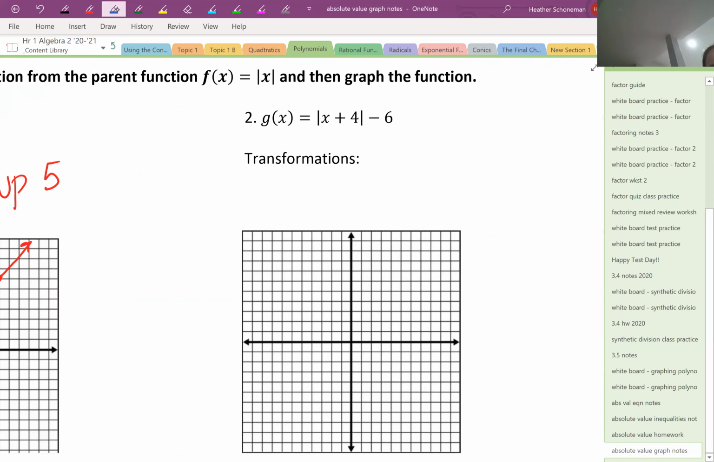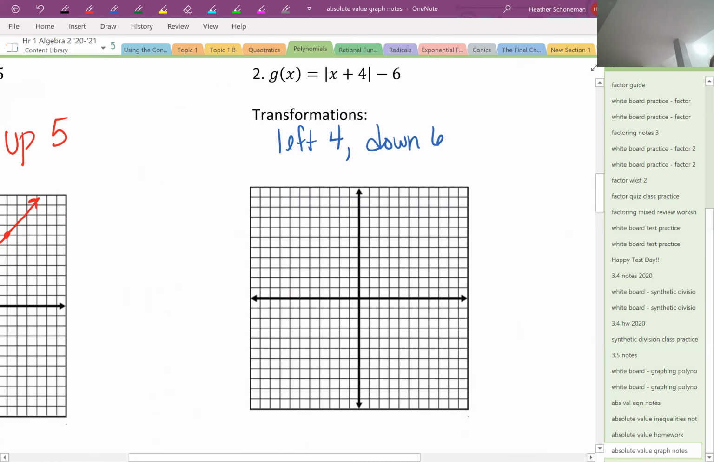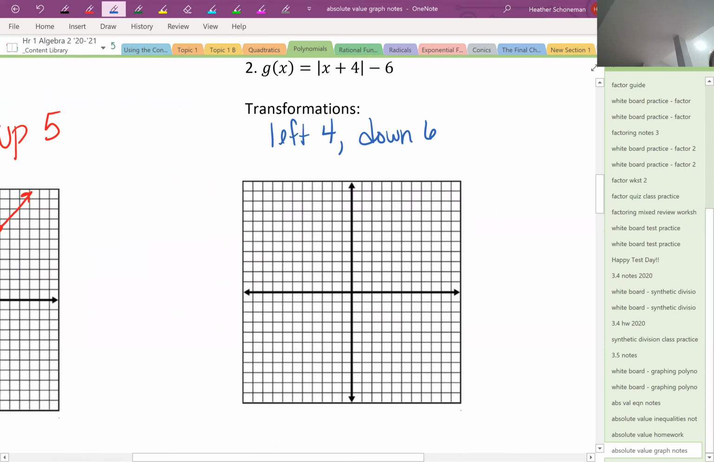Okay, let's take a look at number 2. On number 2, because the +4 is inside, it's the opposite. So that means it's going to go left 4, and then the -6 is going to be down 6. So normally the vertex is at 0, 0, but this time it's going to be left 1, 2, 3, 4, and down 1, 2, 3, 4, 5, 6. And then once you know that, you can just plot the points of your V. And if you needed more points, you could easily do so.